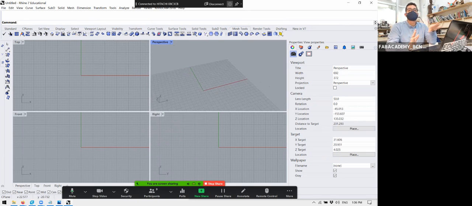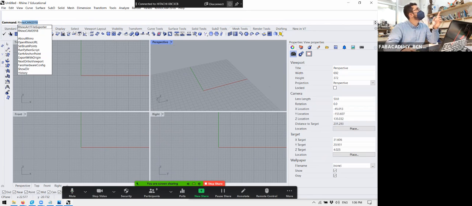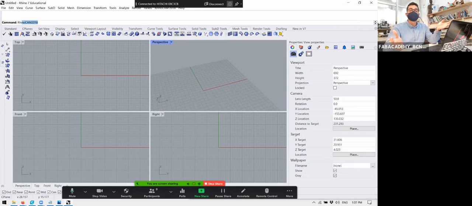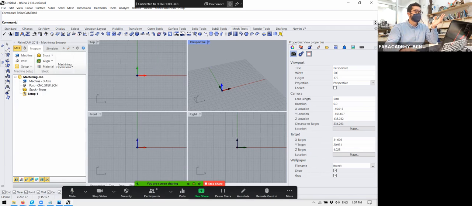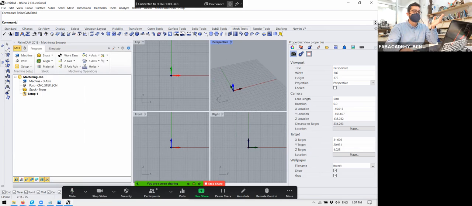So we are in Rhino. How do we open RhinoCam? Just type Rhino in the command line. I just type it here, and it's suggesting RhinoCam 2018. Okay, let's open it. Good. RhinoCam has a lot of options. I will just move this one to perspective. Okay.